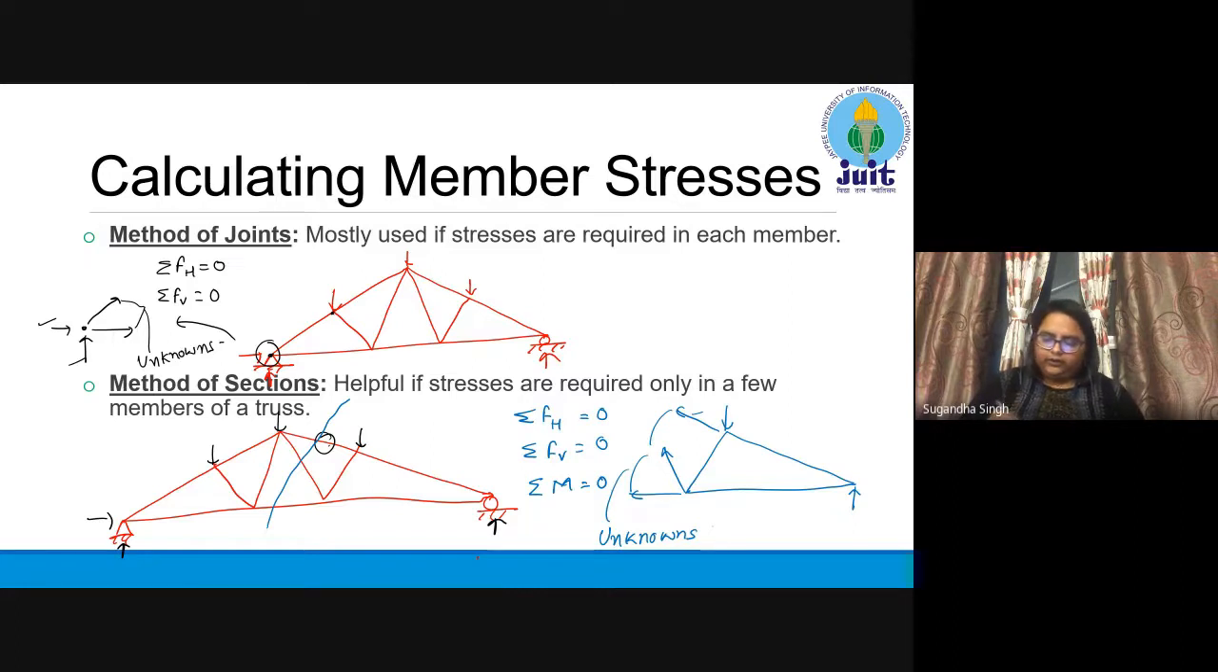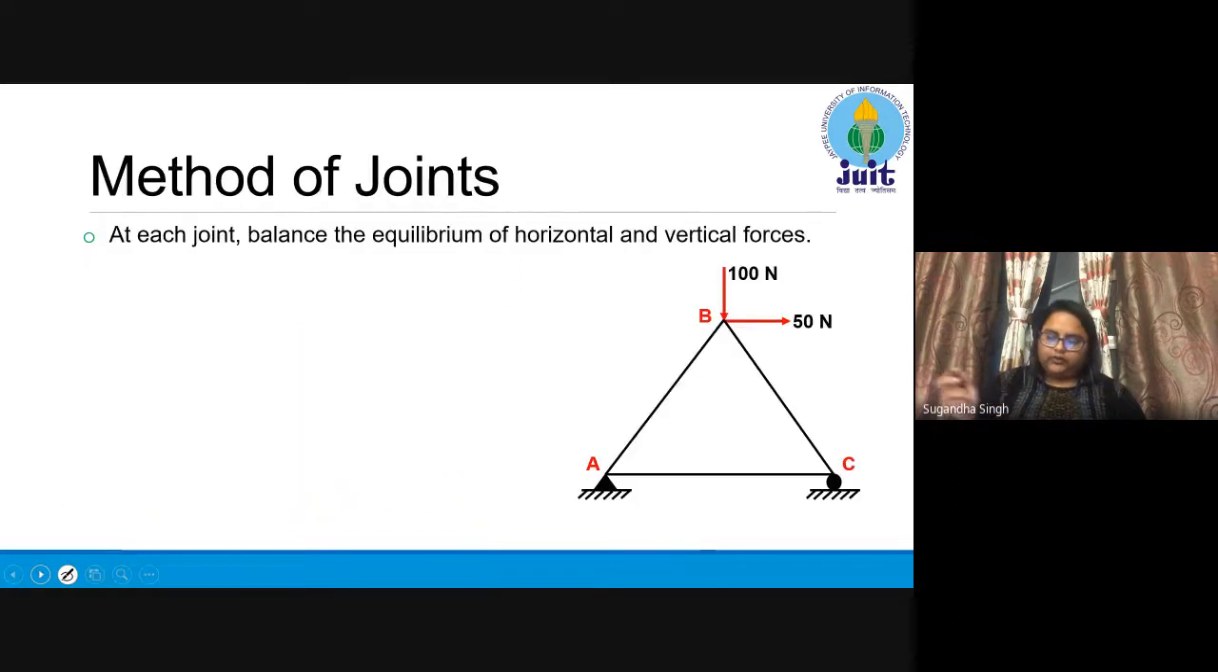However, the aim of today's lecture is to understand the method of joints. So we come back to the example that we were doing. Now that we know the reactive forces and their directions, we can actually conduct the analysis and find out the member stresses by analyzing and satisfying the equilibrium at each of the joints.